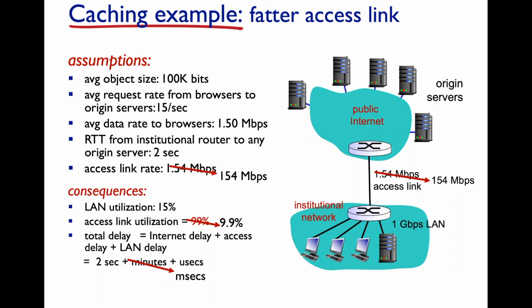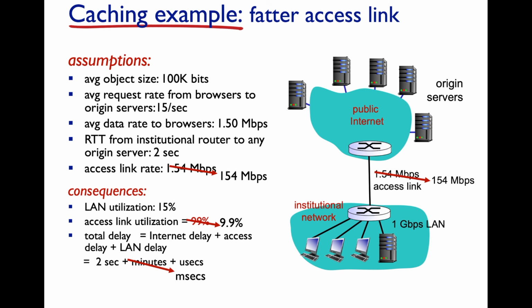Now, if we bought, say, 100 times more bandwidth instead of 1.54 megabit per second, yeah, that's kind of small, you might argue. Let's say we bought 100 times, 154 megabit per second for our access link. So, of course, we could absolutely do that. Now, if we did, what happens?